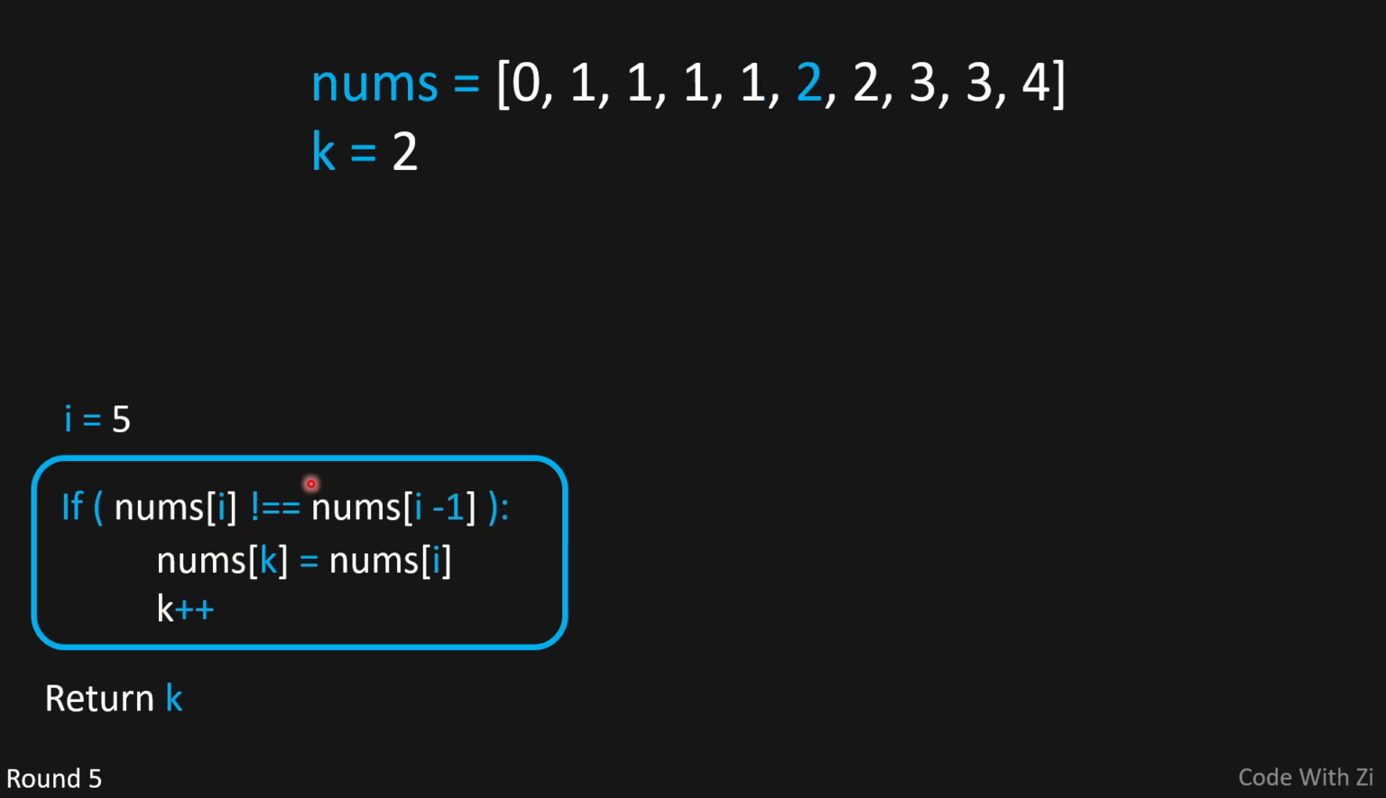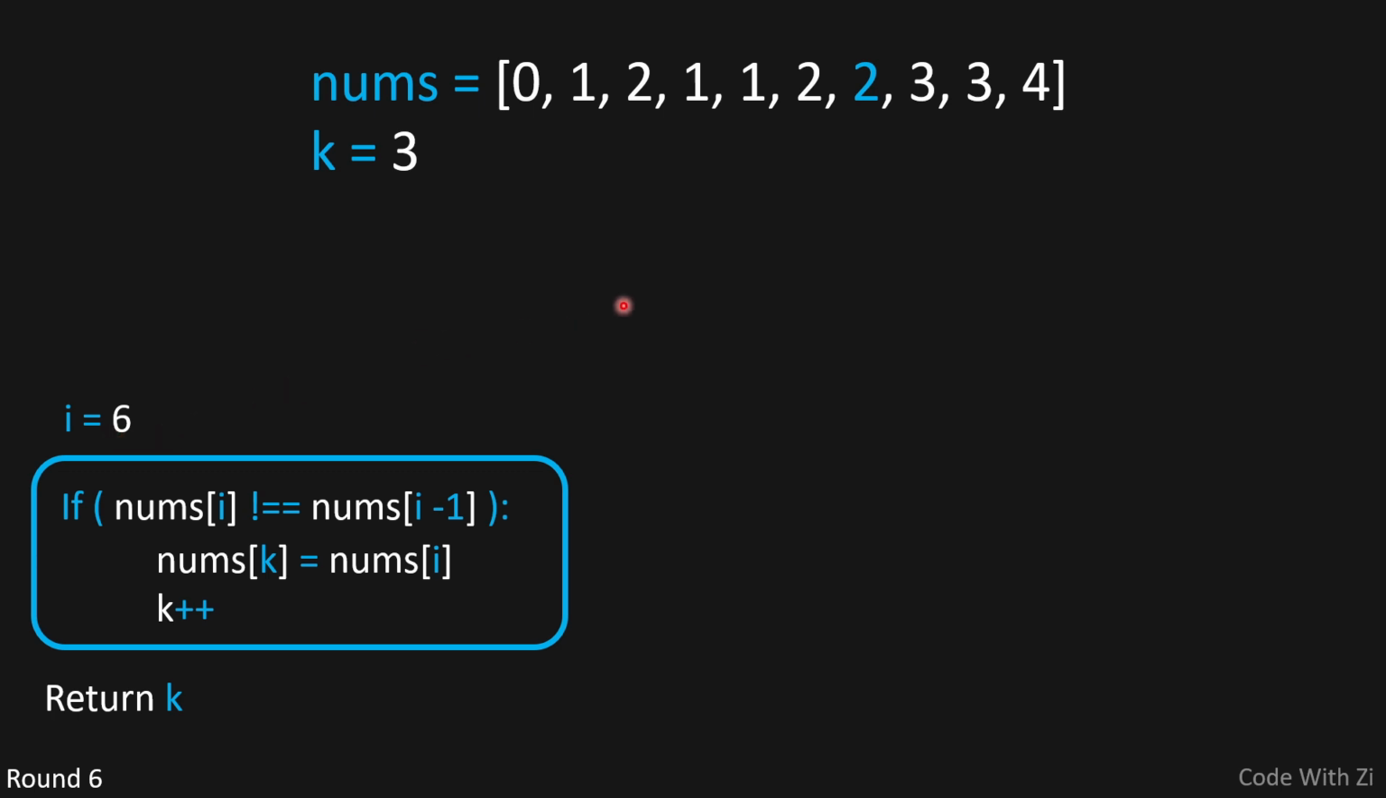In our fifth round, our I is going to be 5, so it's going to be pointing to this number here. So numbers of I is 2, and numbers of I minus 1 is going to be 1. So is 2 not equal to 1? Well, this is true. So we're going to enter this if statement, and we're going to say the number at the k index, meaning the number at the index of 2, should be equal to nums of I. This is the number with the index of 2, so this has to be 2. And as you can see, we've actually changed it because we assigned this number to 2. And then we're going to increment our k. Then we're going to enter the sixth round.